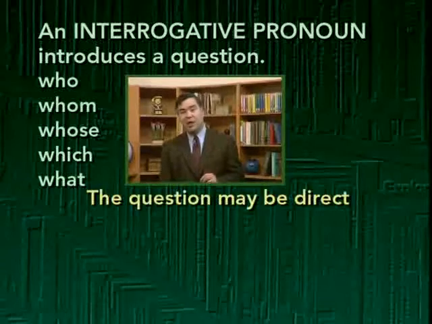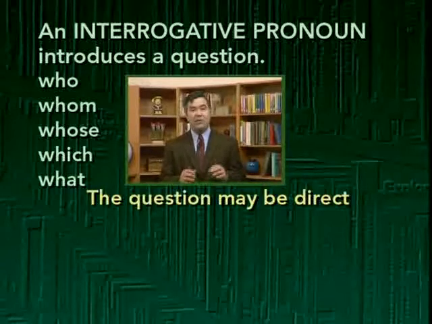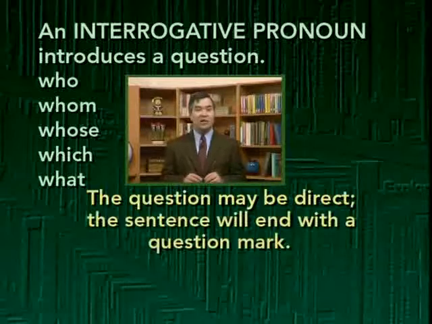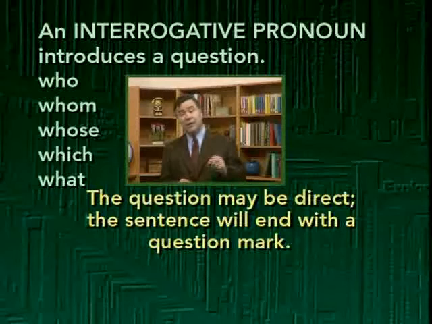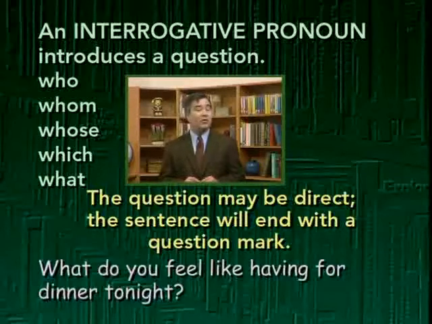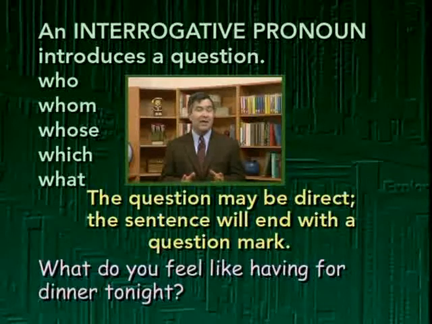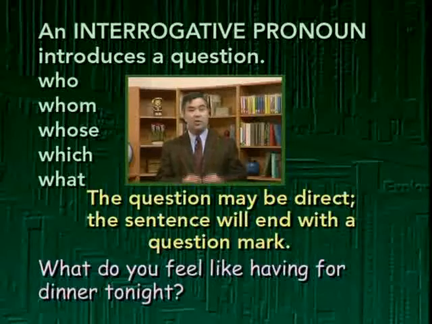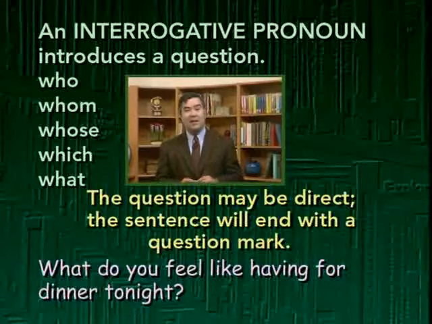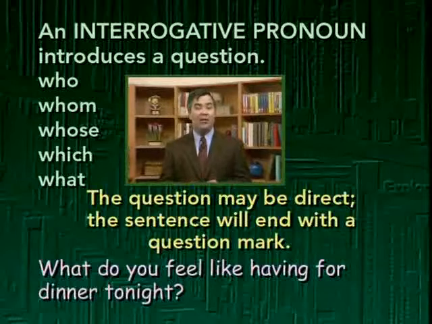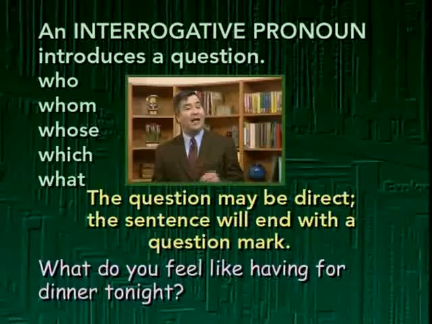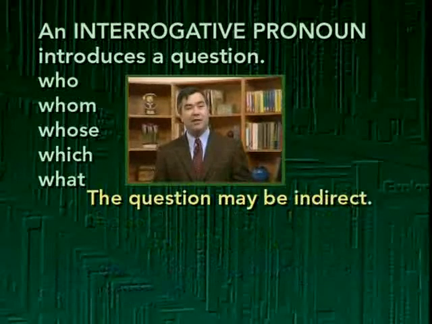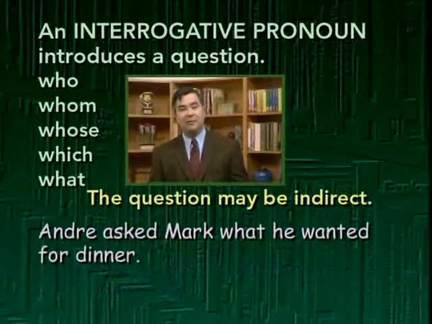Now, the question that the interrogative pronoun introduces may be a direct question, in which case the sentence will end with a question mark, and the question is being asked directly of you, the person that hears the sentence. Here's an example. What do you feel like having for dinner tonight? The sentence ends with a question mark. It's asking a question of you, the person who hears the sentence, and notice that it begins with the interrogative pronoun what. On the other hand, the question may be an indirect question. Here's an example.